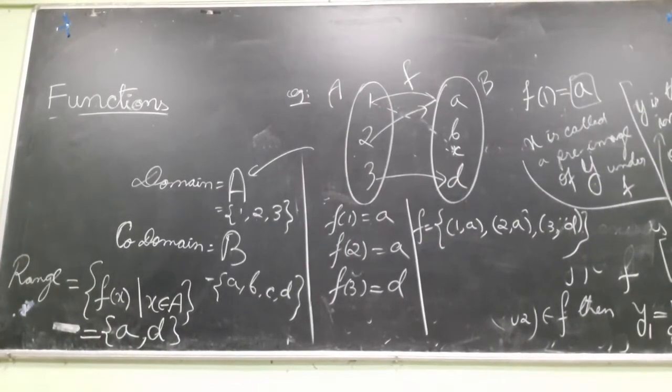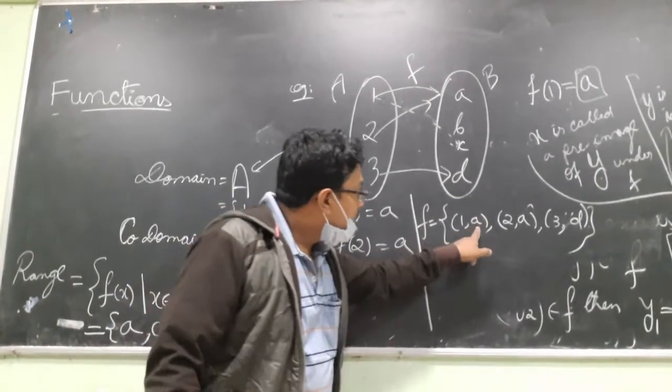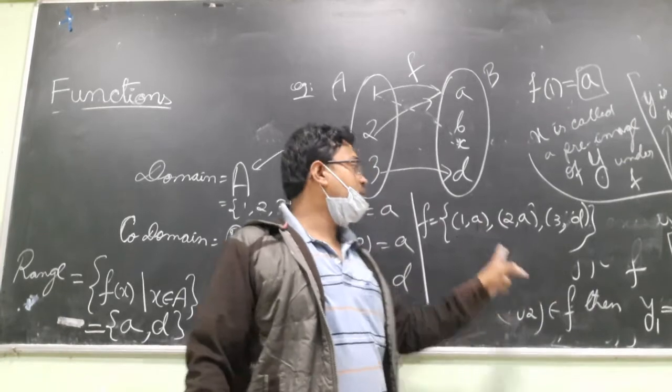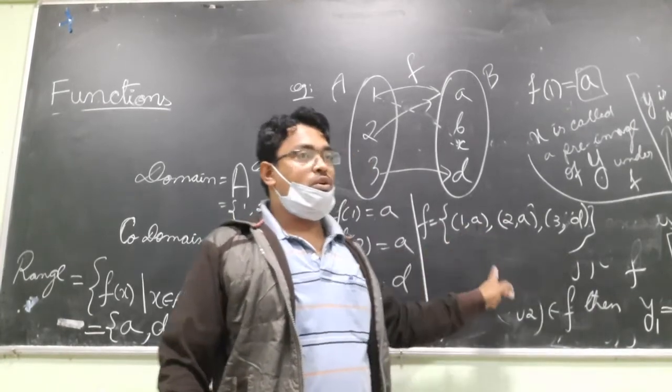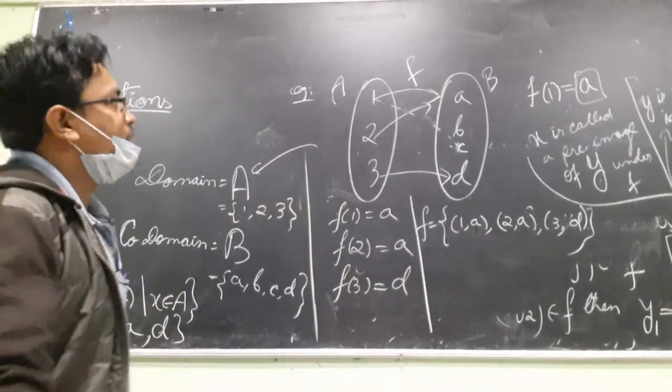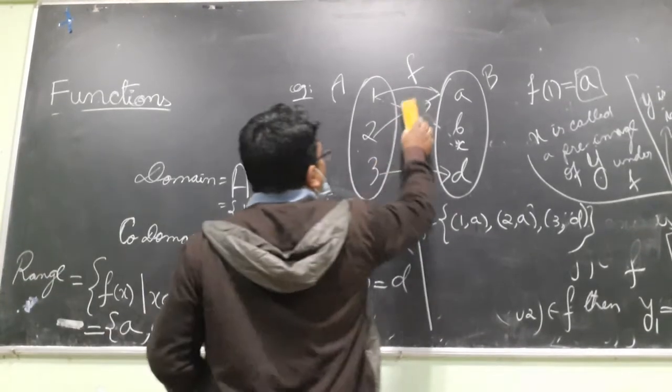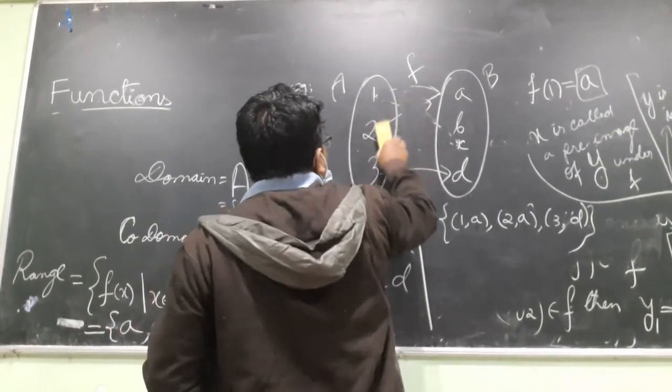So range is the set of second coordinates. Domain is the set of first coordinates of the function. Here, suppose I write another one. So this one.